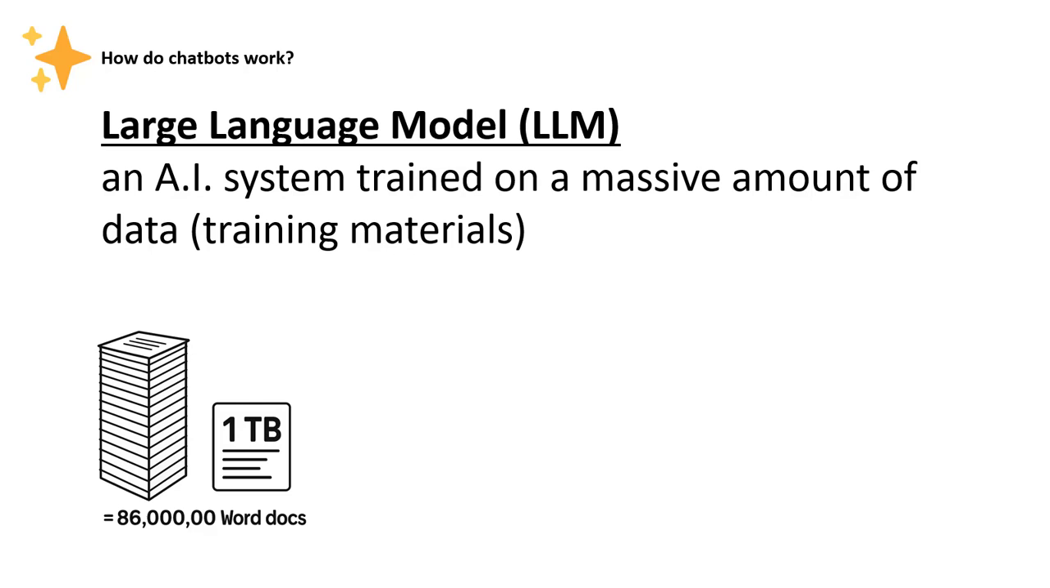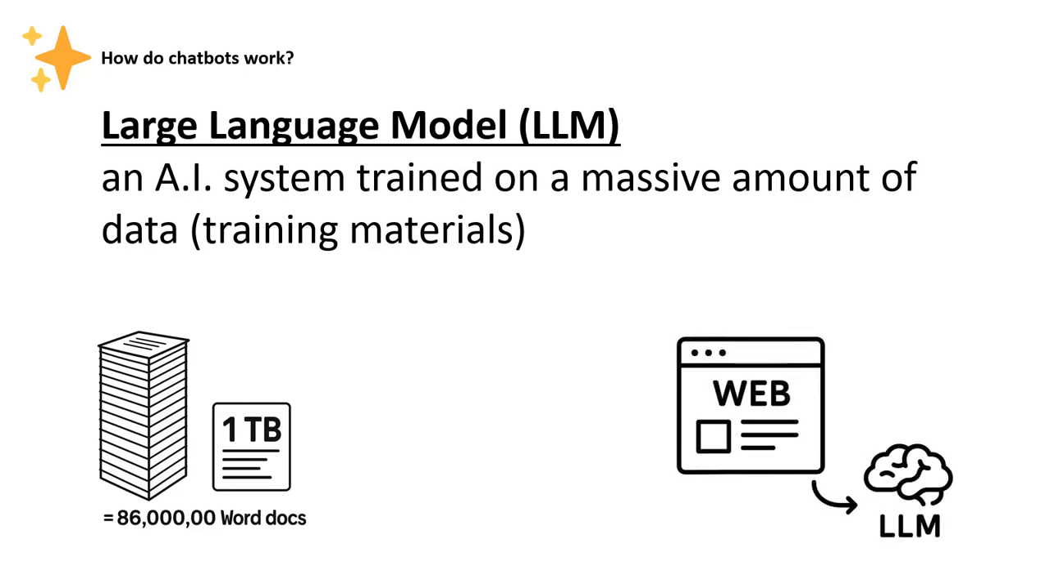AI developers create training materials by scraping information from the internet, websites, ebooks, newspapers and magazines, social media, and more. The chatbot uses the training materials to learn how to understand and generate human language, enabling easy, spontaneous communication between the human user and the machine.